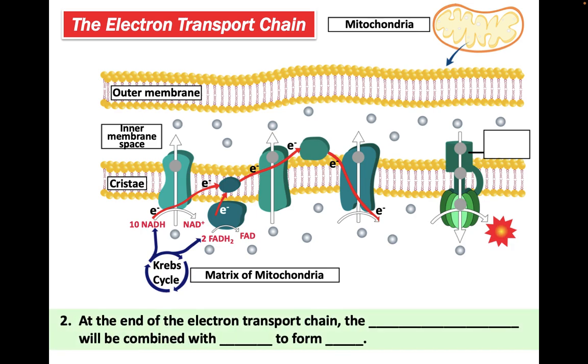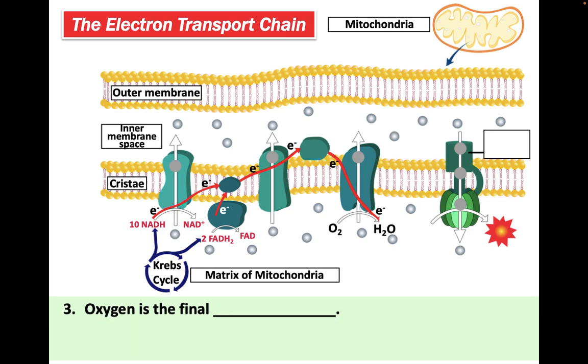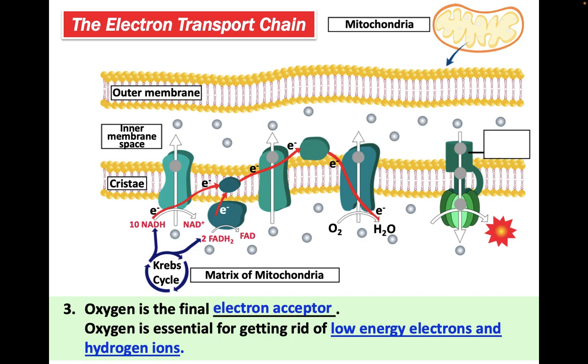At the end of the electron transport chain, the electrons and hydrogen are going to be combined with oxygen to form water. That's where, when we sweat, some of that water is coming from. It's coming from our respiration process. So our oxygen's turning into water. Oxygen is the final electron acceptor. It's essential for getting rid of low energy electrons and hydrogen ions.